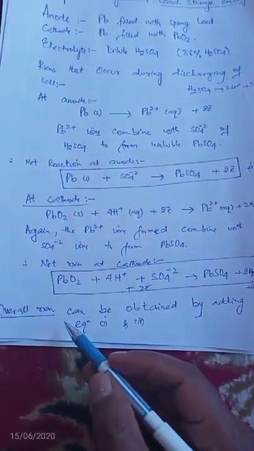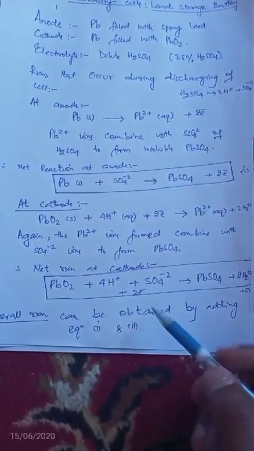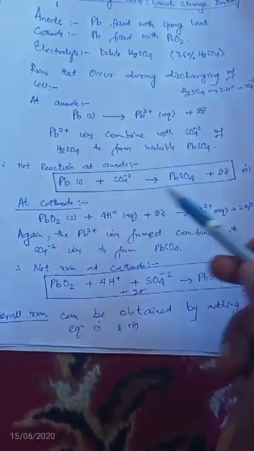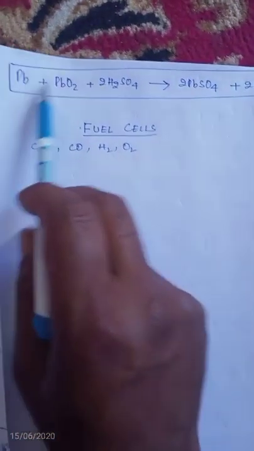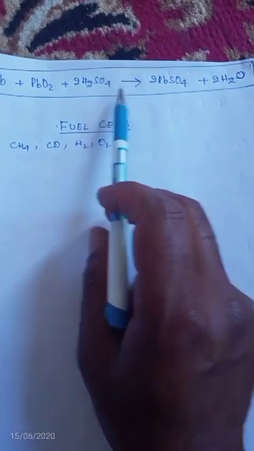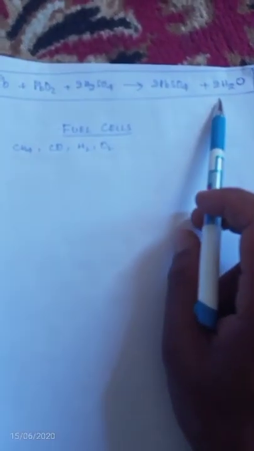So then net reaction can be written by adding the two reactions, that's reaction 1 and reaction 2. So if we add the two reactions, we get the net reaction as lead plus lead dioxide plus 2 water gives lead sulfate plus 2 water, okay?